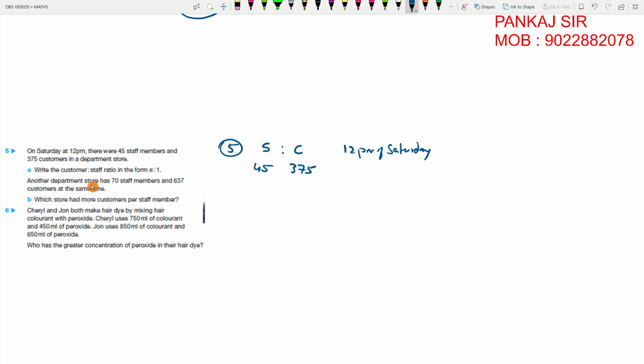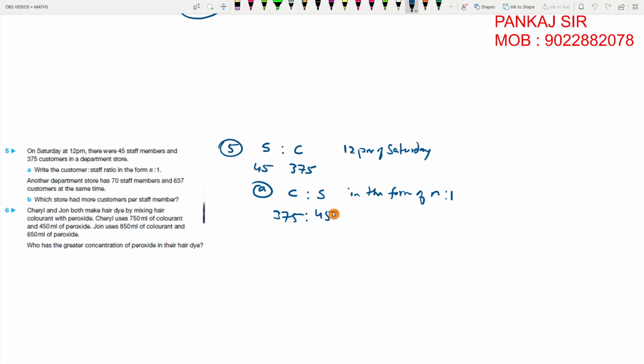Now what is the question asked? A. Write the customer to staff ratio in the form of n is to 1. So you have to write the ratio of customer to staff, and this ratio should be in the form of n is to 1. Fine. My number of customers is 375 and my staff is 45. So customer to staff, the ratio will be 375 is to 45.